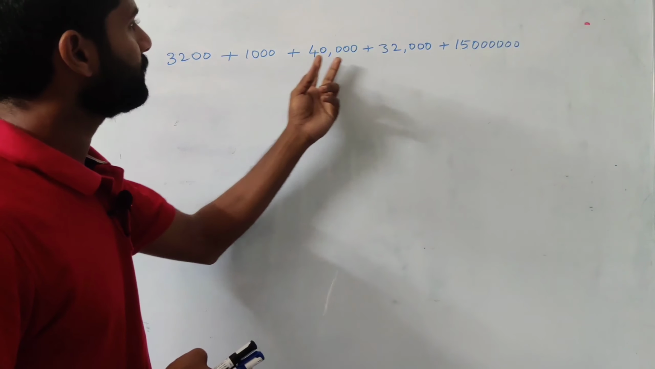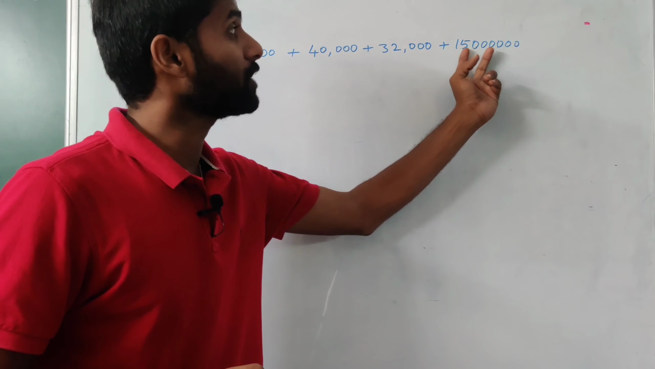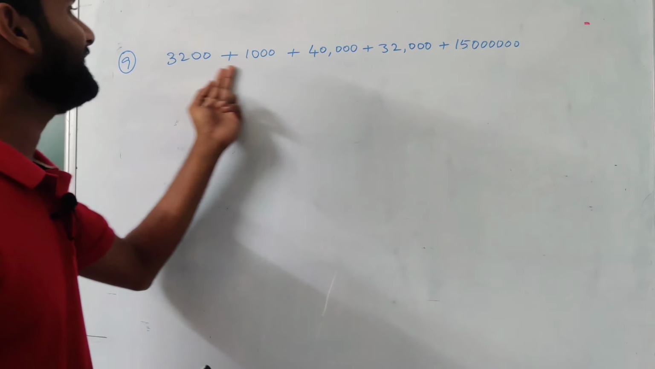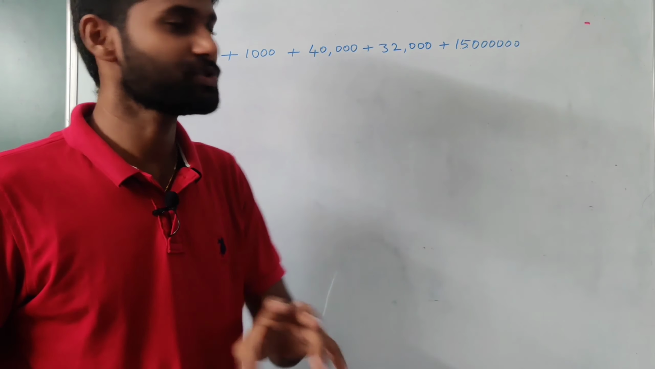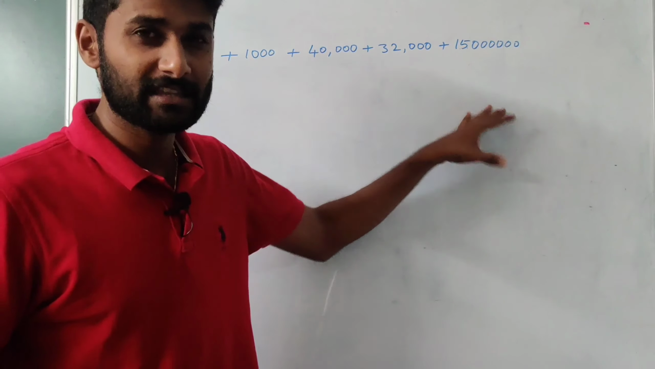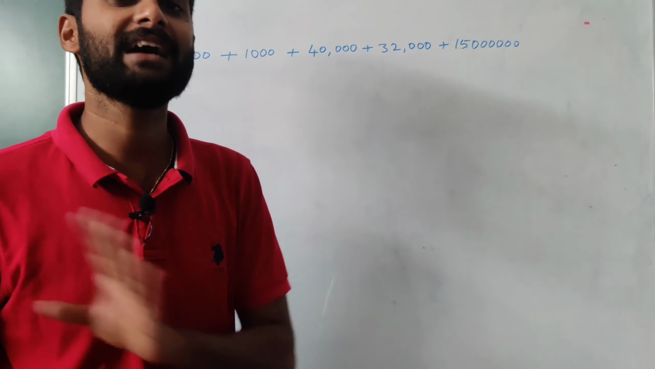See, if you add these numbers, 3,200, 1,000, 40,000, 32,000, 1 crore 50,000, sorry, 1 crore 50 lakhs. If you add these numbers, find the number of zeros. I clearly mentioned in the previous question, if you go with addition, the minimum number of zeros decides the total number of zeros in the entire expression.